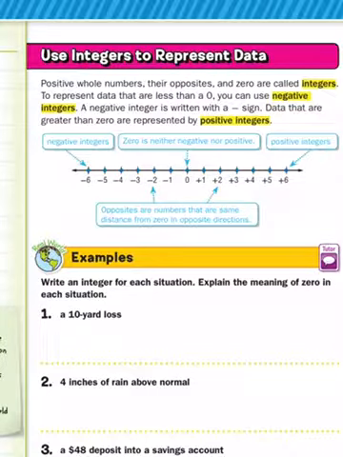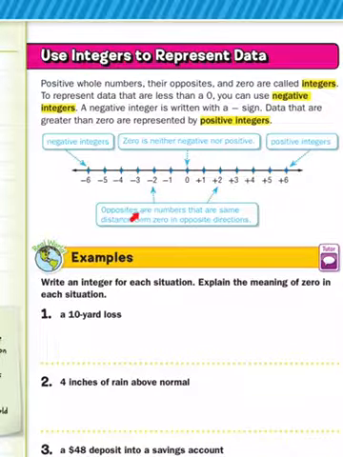Okay? Now, we're going to talk about a negative integer versus a positive integer. Positive integers are to the right of 0 on a number line. 1, 2, 3, 4, 5, 6. All the whole numbers. Now, negative integers are to the left of 0 on a number line. So negative 1, negative 2, negative 3, etc. And 0 is not a positive integer and it's not a negative integer. It's kind of neutral. So 0 is neither positive nor negative.